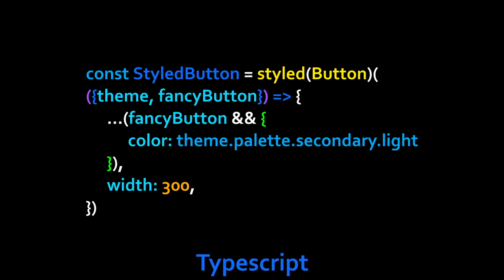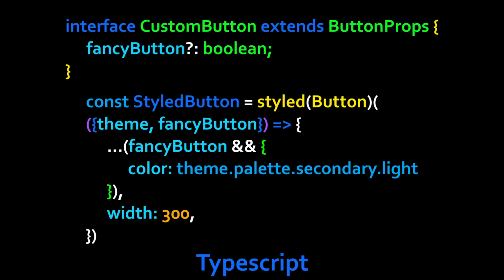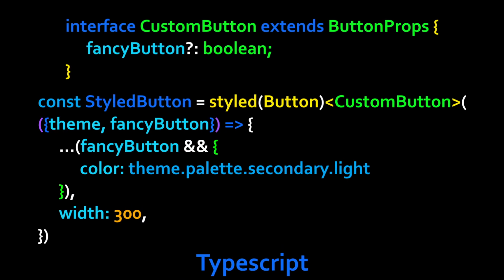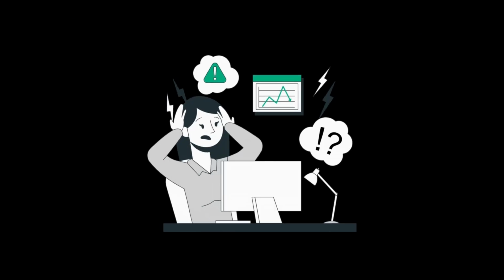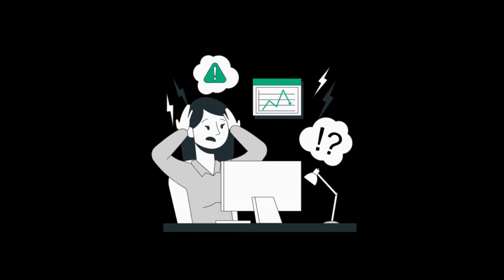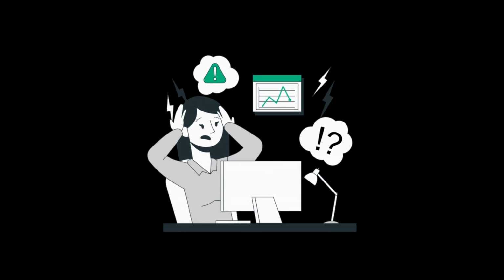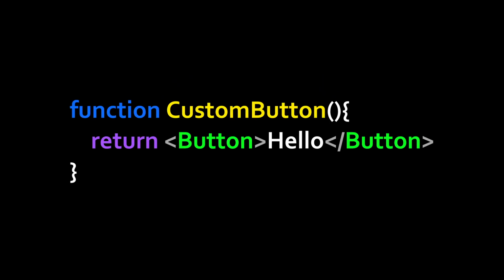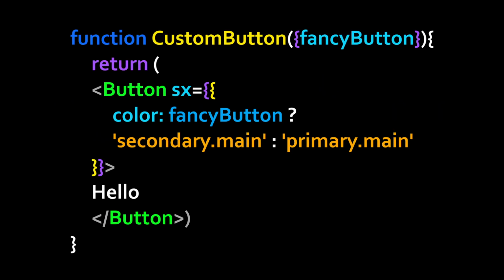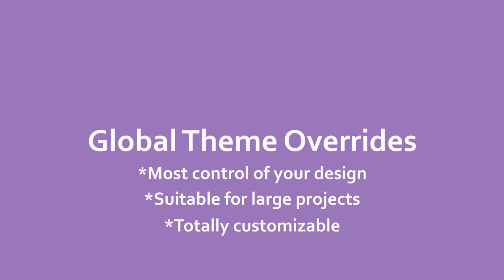If you're using TypeScript, you should declare a new interface extending the original component's props. I normally don't use this kind of styling because it does seem a bit complicated for me. I would rather just declare my own component, styling it with SX props and reuse that instead. But this is just my personal opinion. If I needed something more standard, then I would use global theme overrides.